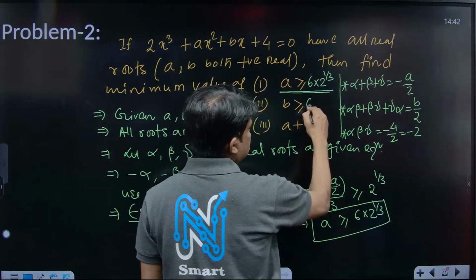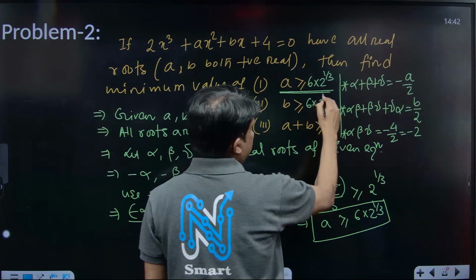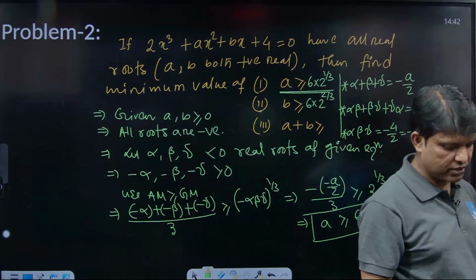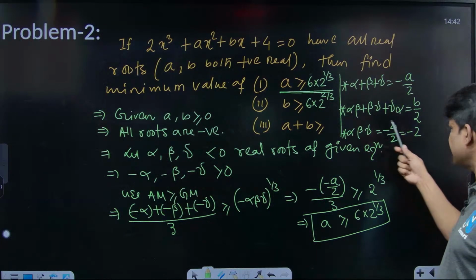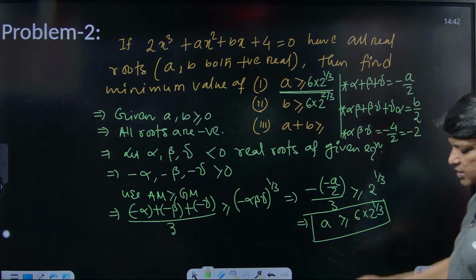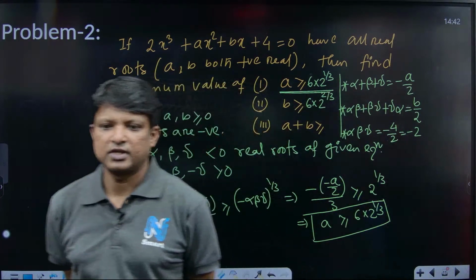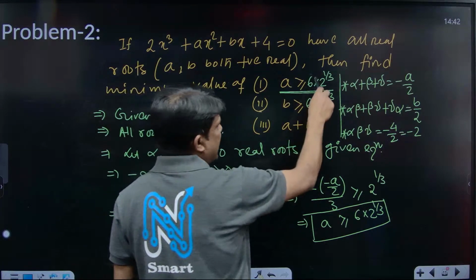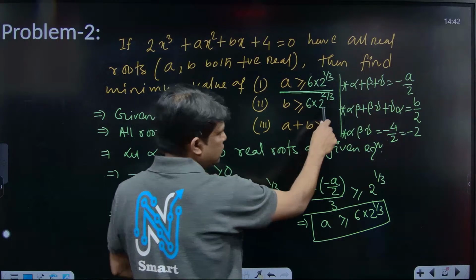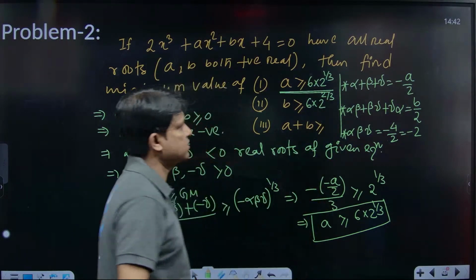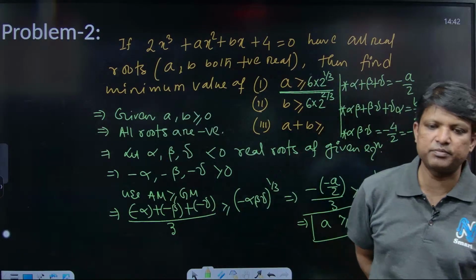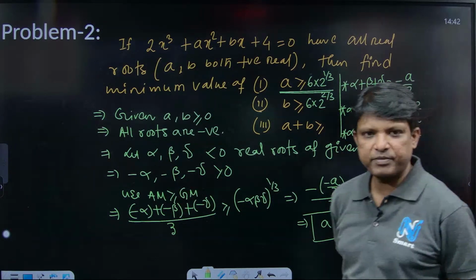This is 6 into 2 power, this is 2 by 3. Applying arithmetic mean and geometric mean, because this is the whole alpha beta gamma value 2 power, this is 2 by 3. Clear? Now, we have to add both quantities. So, 6 into 2 power 1/3 into 2 power 2/3, this is the minimum value of a plus b, just the addition of the minimum value of a and the minimum value of b.